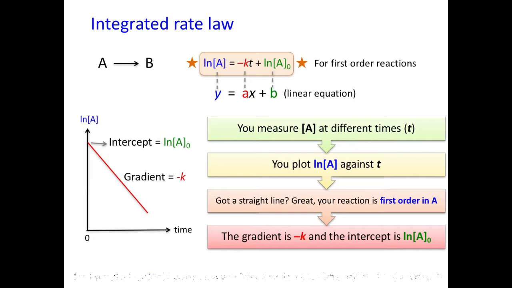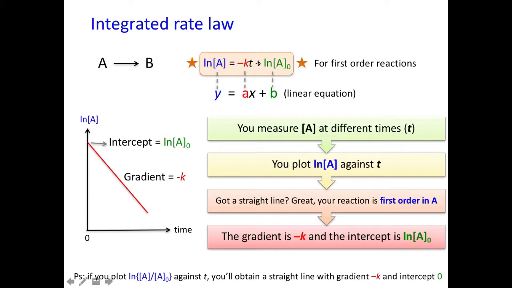So if you plot now the other expression for this integrated rate law, it's in the previous slide. So if you plot ln of the ratio of concentration of A and initial concentration of A against time, you obtain a straight line with gradient minus k. In this case, the intercept will be zero, because now the intercept was included here together with the concentration of A. So you would get a straight line, negative slope, intercept would be zero.